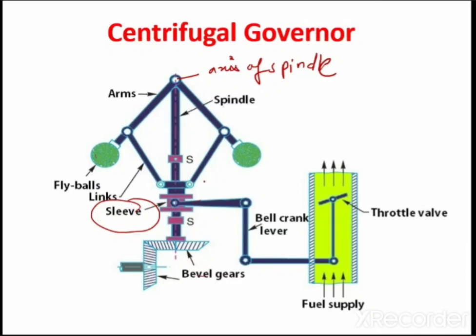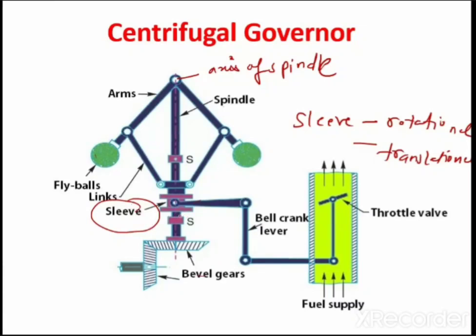Now, the sleeve will also revolve with the spindle. The sleeve is mounted at the lower end of the spindle, and it will revolve along with the spindle. But the sleeve is able to slide up and down. So this sleeve has two motions. One is a rotational motion, and the second is a translational motion. What I mean to say is that the sleeve will revolve or rotate along with the spindle, and the sleeve is able to slide up and down.